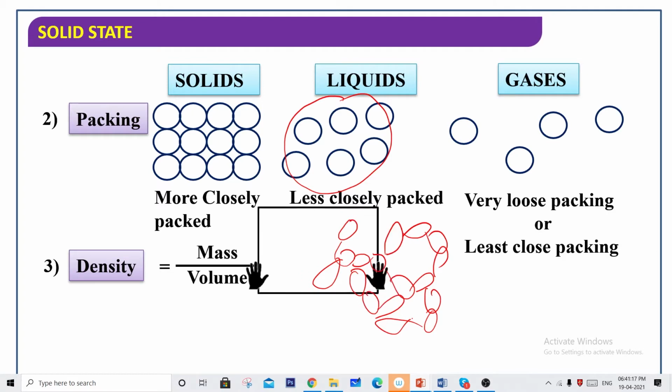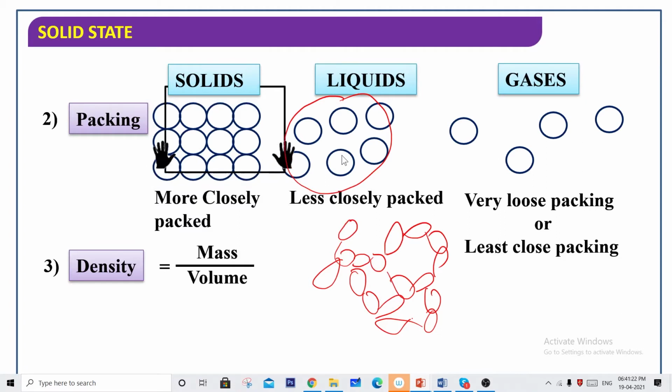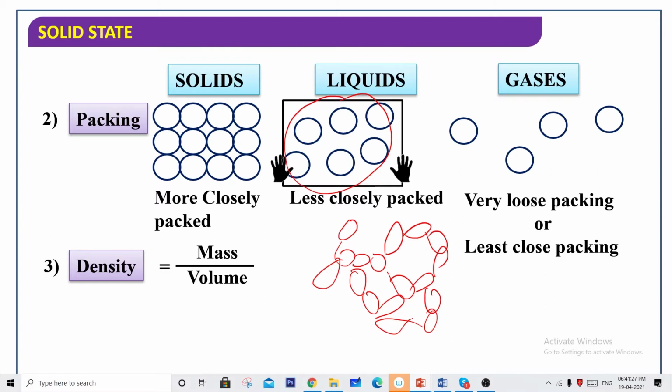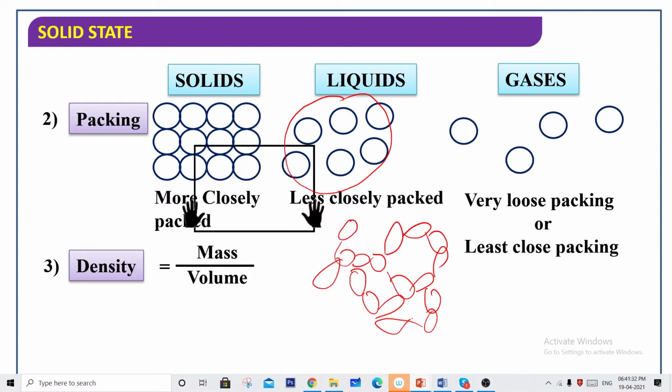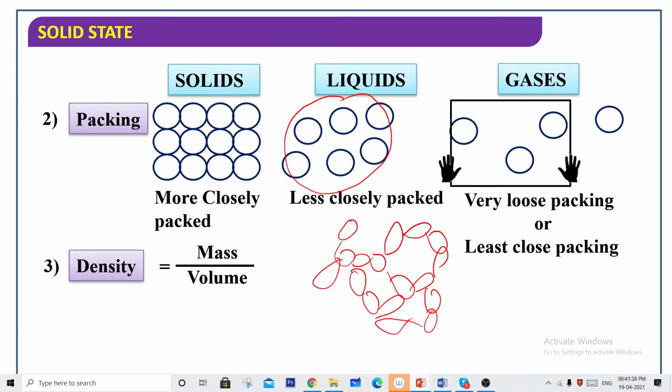Density is equal to mass upon volume. You can see I'm fixing the volume, but the mass occupying it is decreasing. Got it? It means the maximum density in case of solids, less in case of liquid, least in case of gases. Right, sir. Got it, sir.